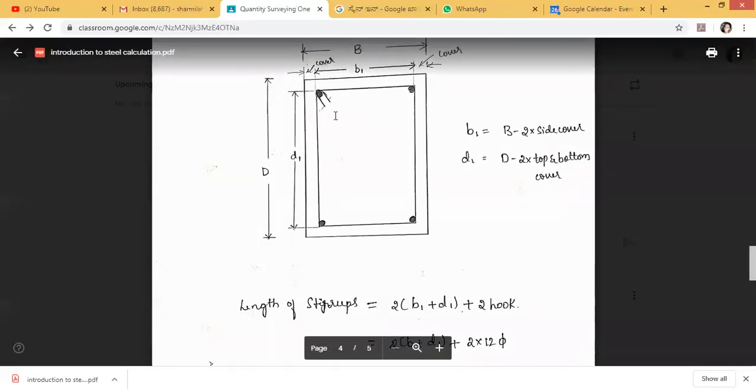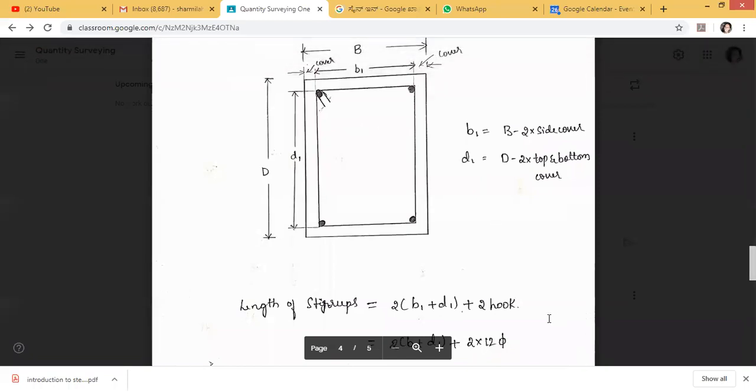And what will this hook length be? Hook length is 12 dia here. For this hook, you have to consider 12 dia. So this is how you should calculate the length of the stirrup.